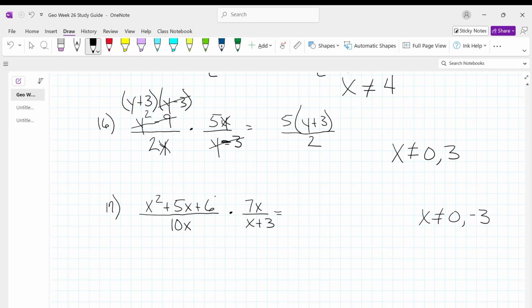I'm going to factor this numerator. This factors to x plus 3 times x plus 2. We can cross cancel these x's. We can cross cancel the x plus 3's. And we're left with 7 times x plus 2 over 10.